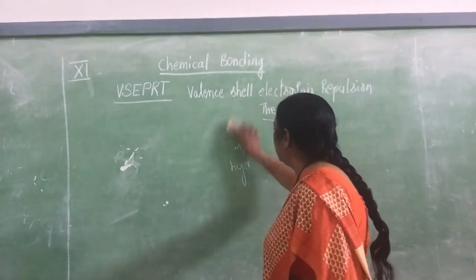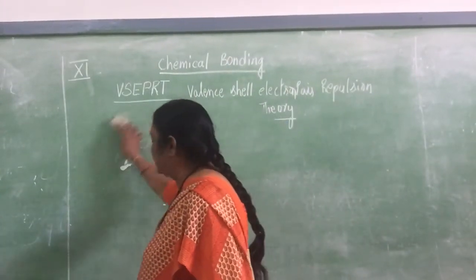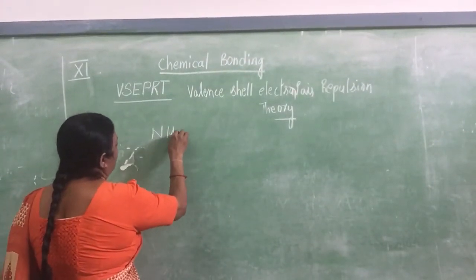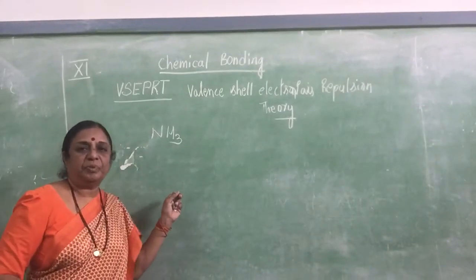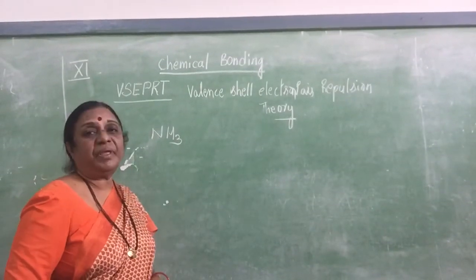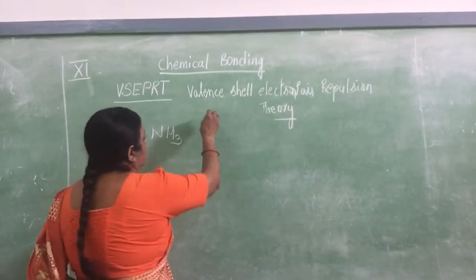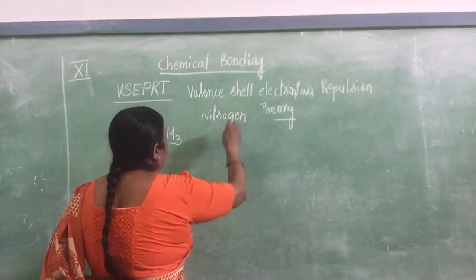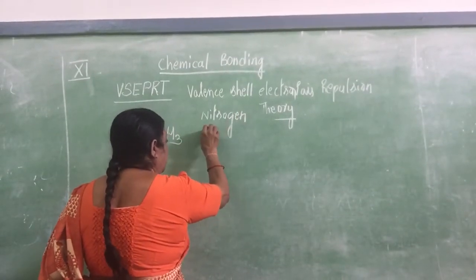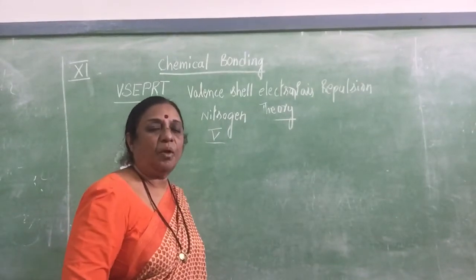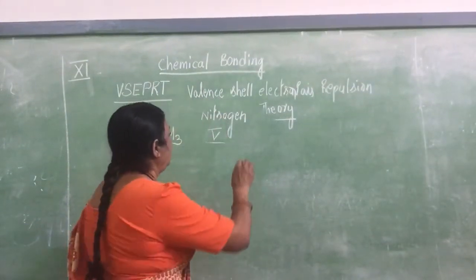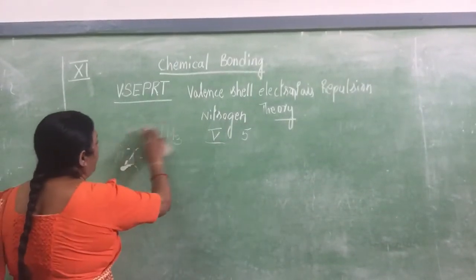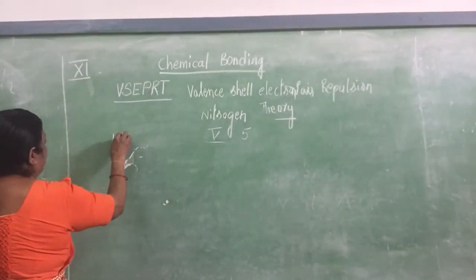Now, actually, what is this theory? If you take, for example, children, an ammonia molecule. Ammonia belongs to which group? Fifth group, that is 15th group or nitrogen family. Since nitrogen belongs to the fifth group, how many electrons are there in the outermost orbit? 5 electrons. It needs 3 more electrons to complete the octet.